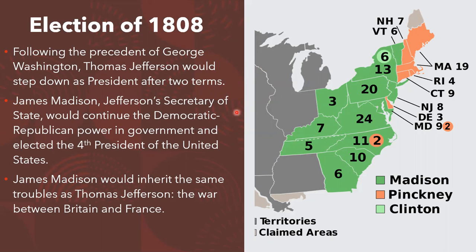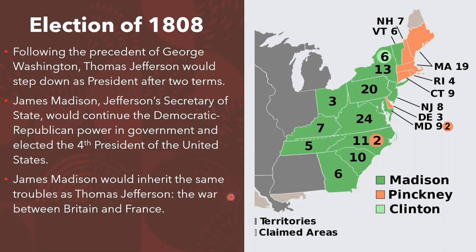So his Secretary of State, James Madison, who is the guy that wrote the Constitution and the Bill of Rights, is going to run for president in 1808. He's going to win. So we're going to see a continuation or ongoing power for the Democratic Republican Party. This is now the second presidential election in a row that they've won, and Madison is elected the 4th president of the United States.